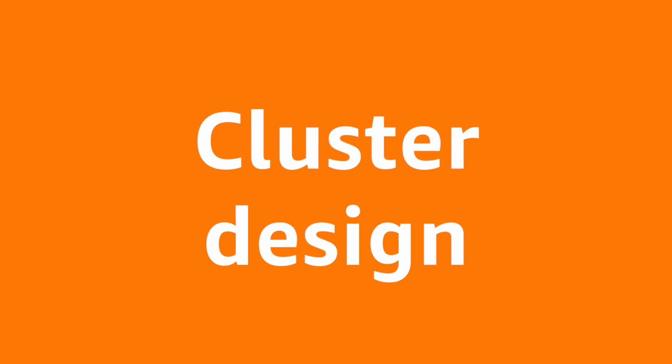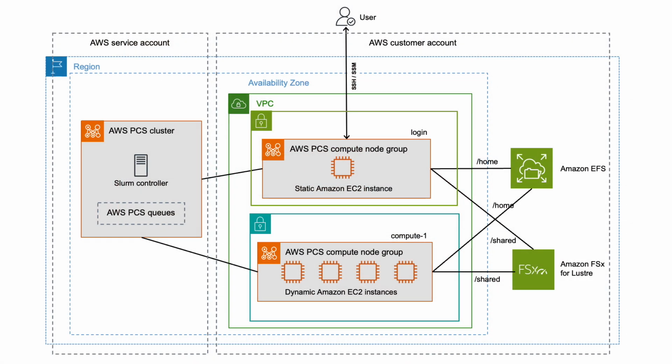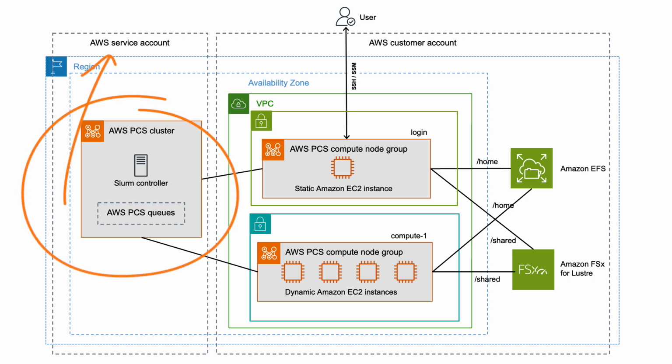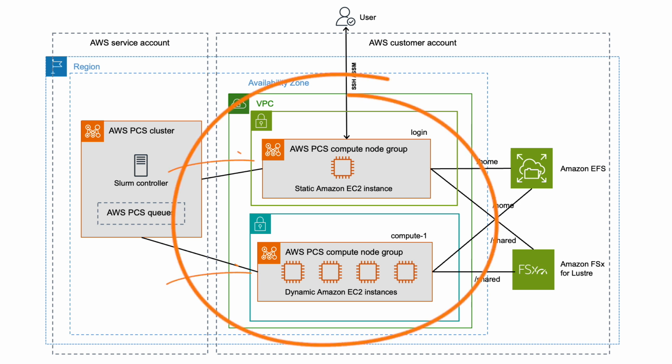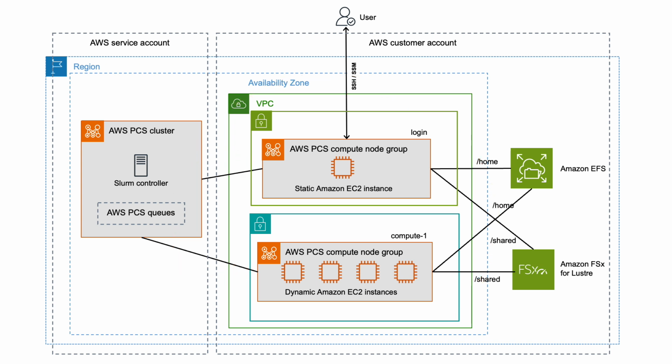Let's get oriented to PCS by looking at the design for our cluster. In PCS, the Slurm controller and all the management logic for instances, monitoring, and so on is provided by a cluster resource. So you create and manage the cluster, but it runs on an account operated by AWS. PCS also has compute node groups. These are groups of instances with related configurations and rules for scaling. You can have one all-inclusive compute node group to handle everything, or you can have a lot of them, each with their own setup. That's totally up to you.